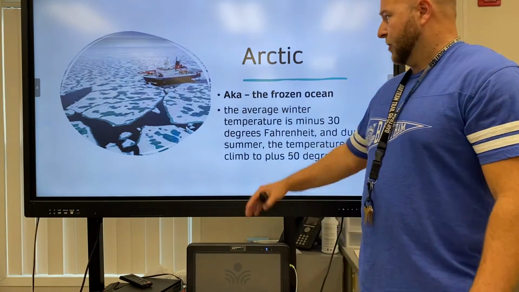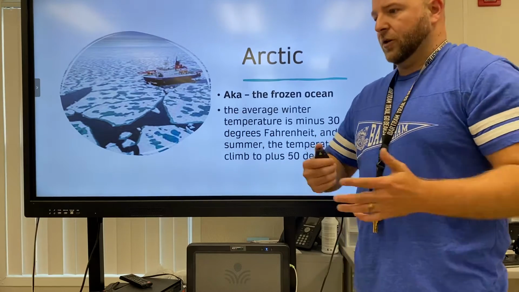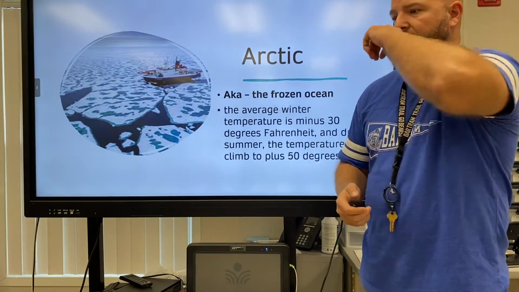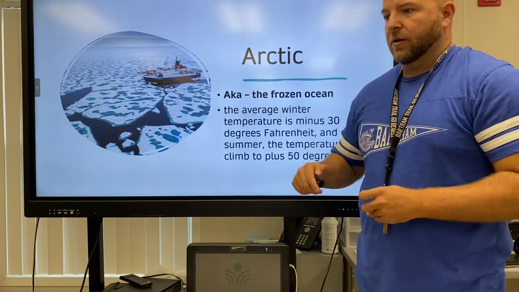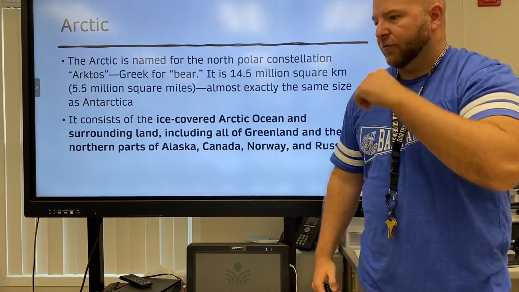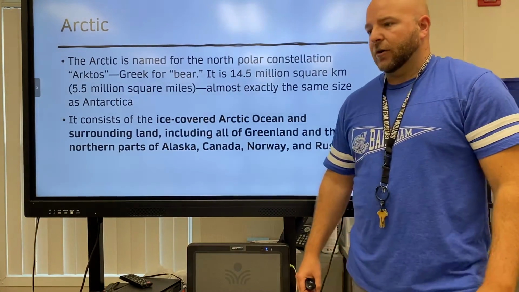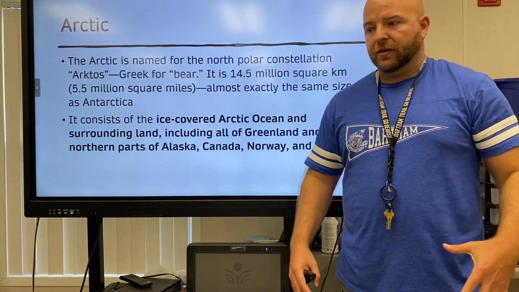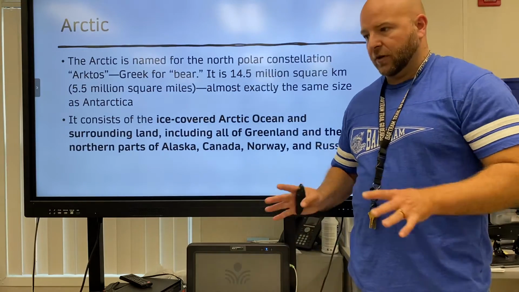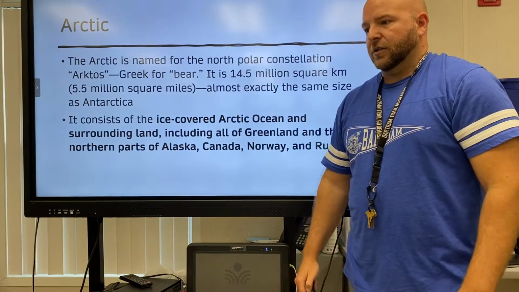The Arctic is also known as the frozen ocean. It gets really, really cold in the winter, on average -30, and then can get as high as +50 during the summer. The Arctic consists of an ice-covered Arctic Ocean that is surrounding land. You have Greenland, northern parts of Alaska, Canada, Norway, and Russia that are all encompassed in this area referred to as the Arctic.